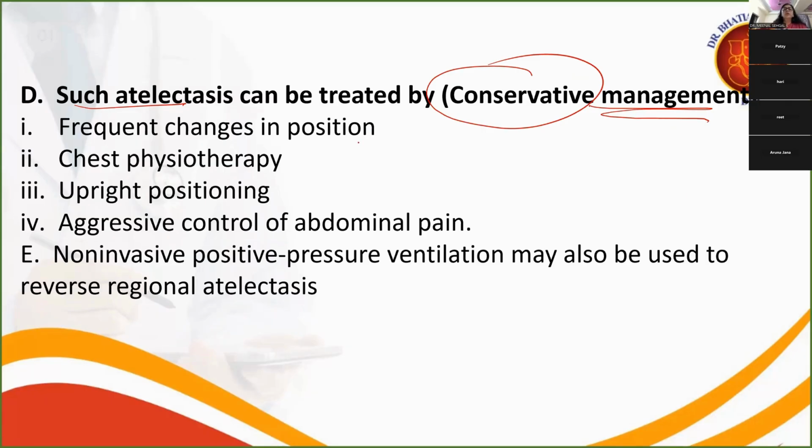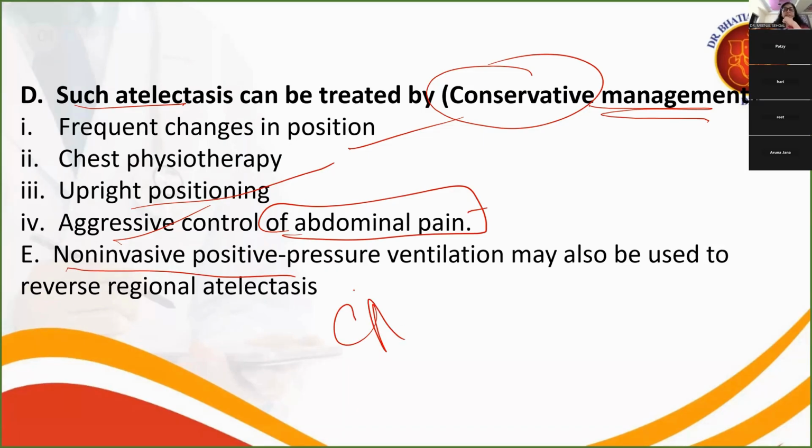You need to give chest physiotherapy, frequent change in position, upright positioning, and aggressive control of the abdominal pain so that the patient can have abdominal breathing. Otherwise, because of abdominal pain, the patient holds the abdomen, so there is abdominal holding. Then you can also try non-invasive continuous positive pressure ventilation, that is CPAP, continuous positive airway pressure.